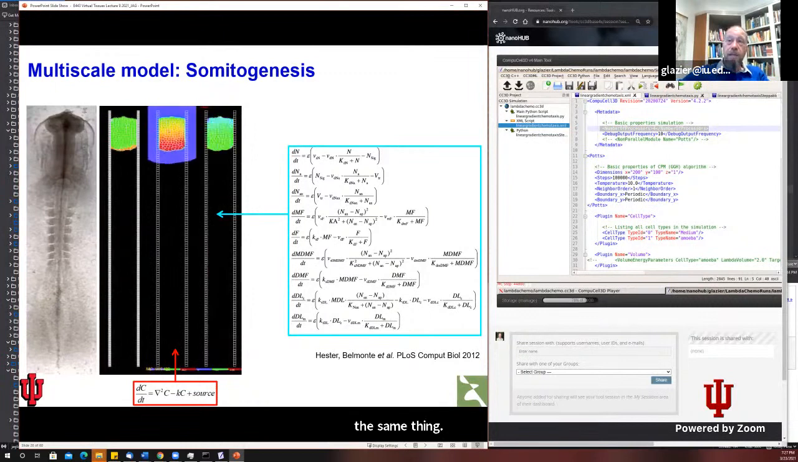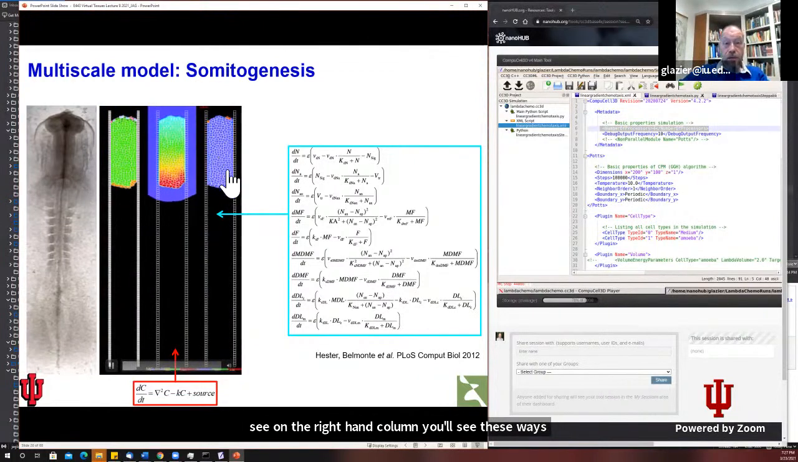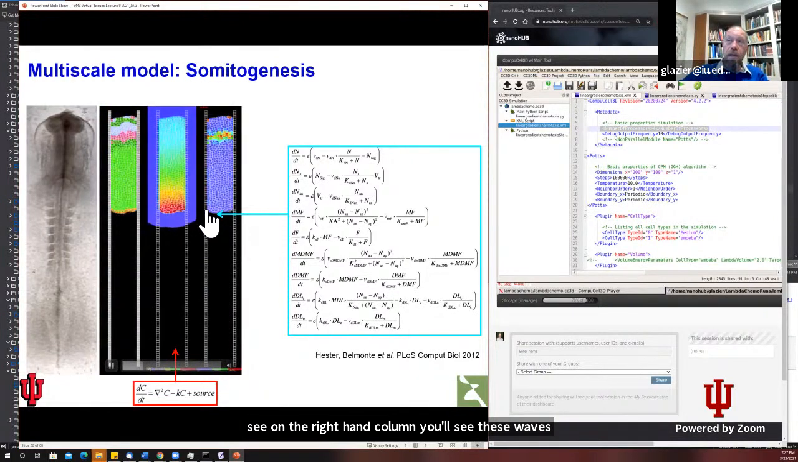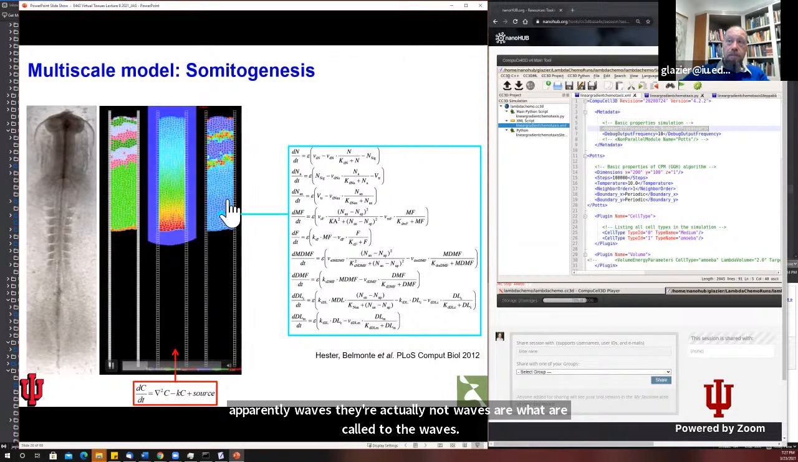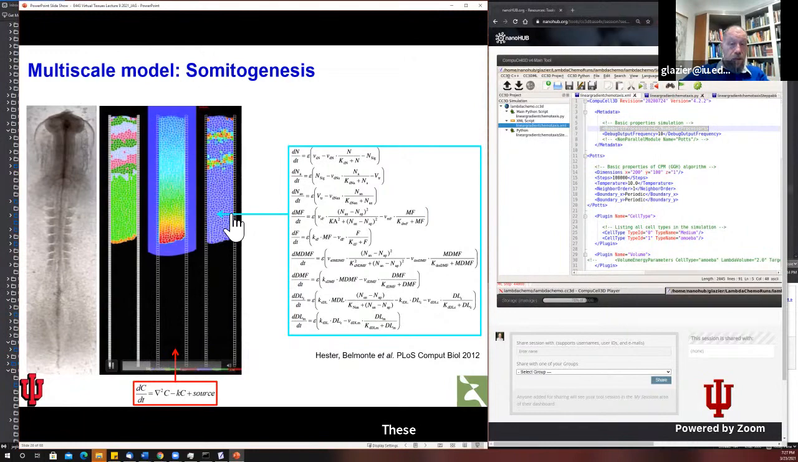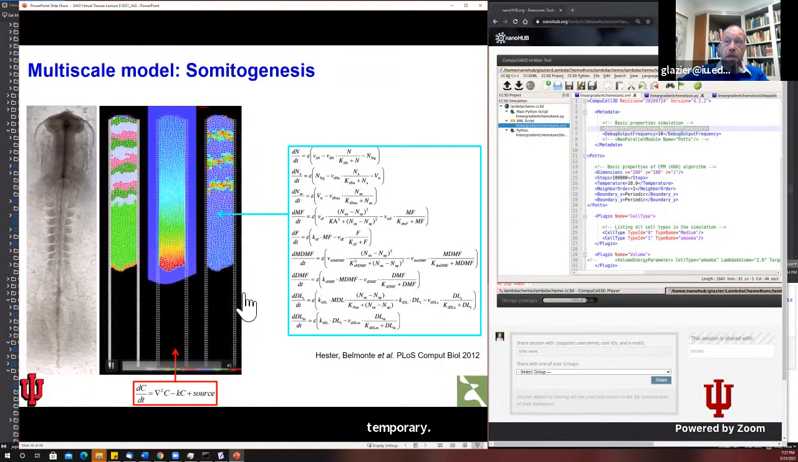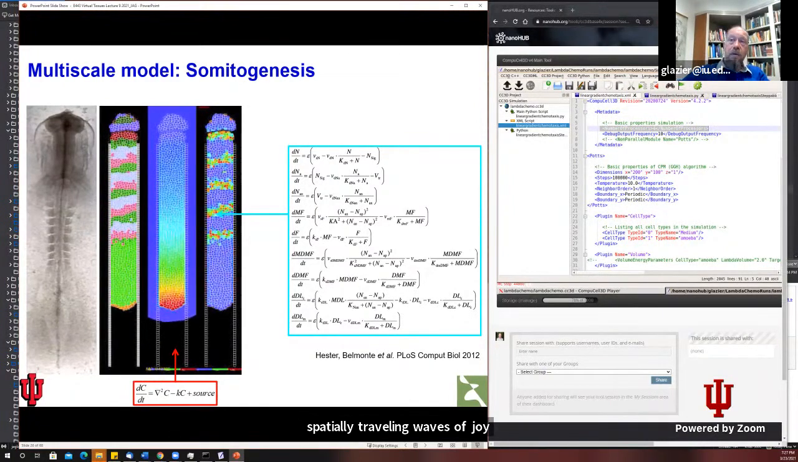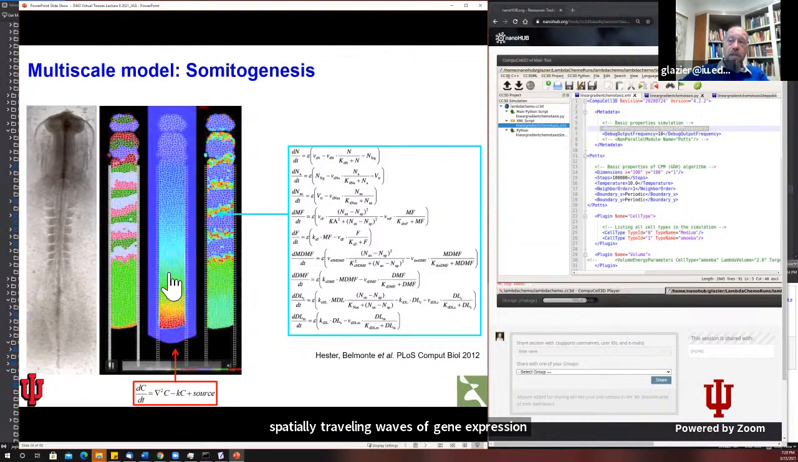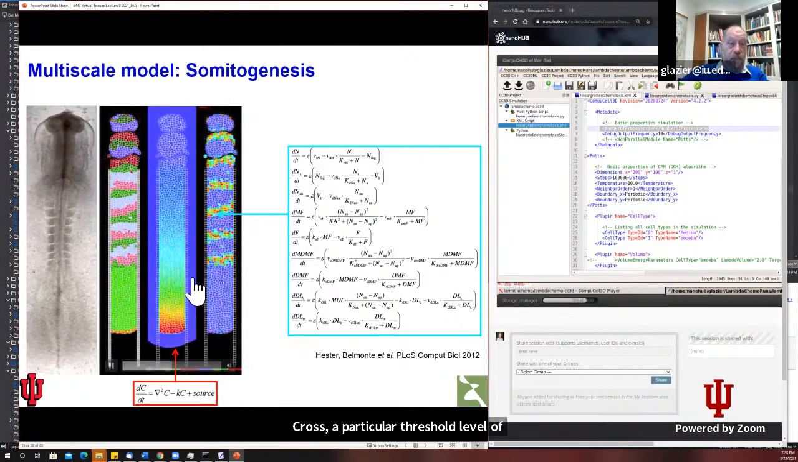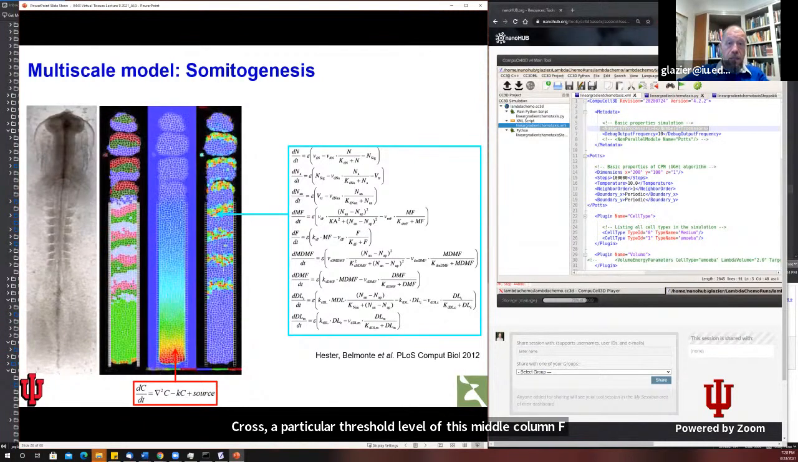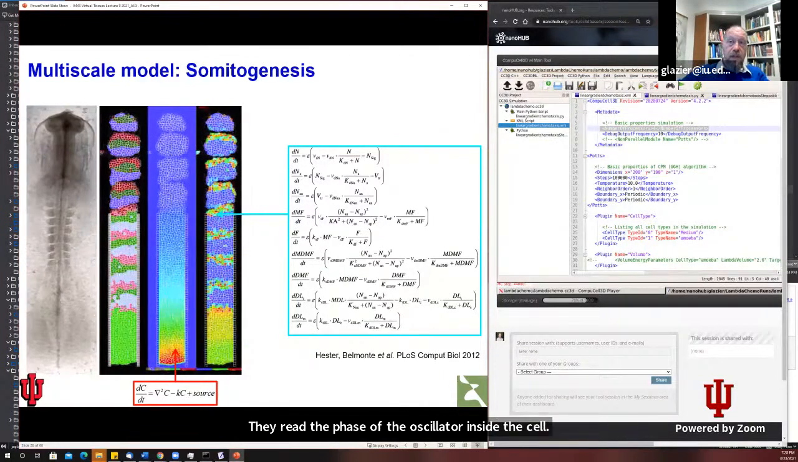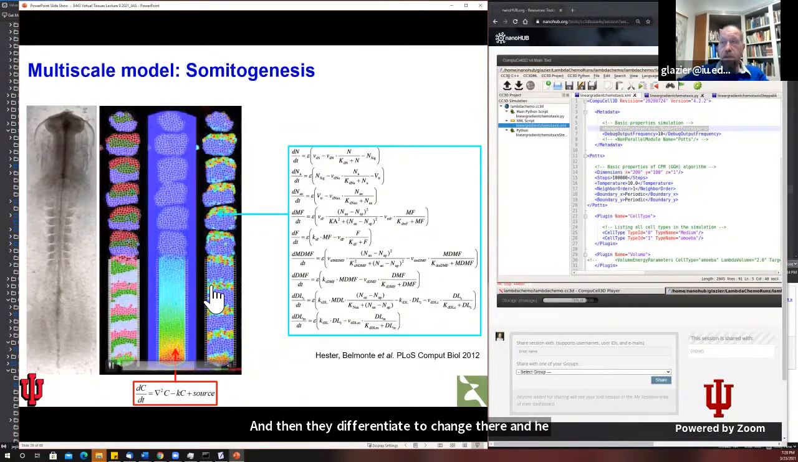And what seems to happen as the tissue grows, you'll see on the right-hand column, you'll see these apparent waves. They're actually not waves. They're what are called pseudo waves. These temporal oscillations also lead to apparently spatially traveling waves of gene expression. And when the cells cross a particular threshold level of this middle column, FGF8, they read the phase of the oscillator inside the cell, and then they differentiate to change their adhesivity according to the phase of that oscillation.